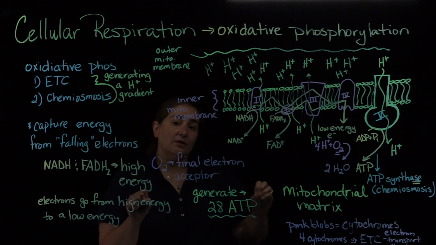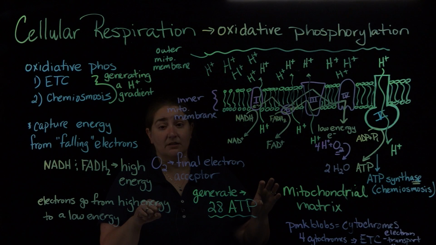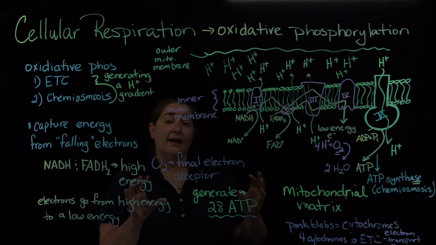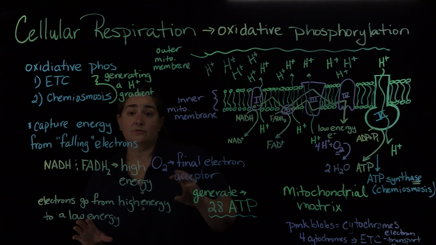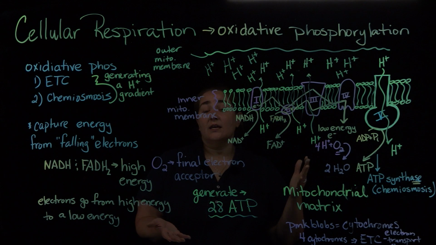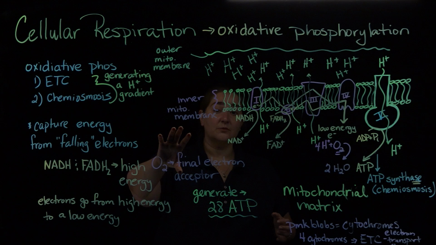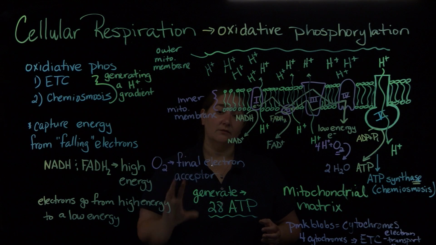I've got a couple more videos that will talk about what can go wrong in this process of oxidative phosphorylation and how that can interfere with cellular respiration. We'll also have some videos on the process of fermentation, so how we generate energy and ATP anaerobically. Because remember, this process, aerobic, involves oxygen.